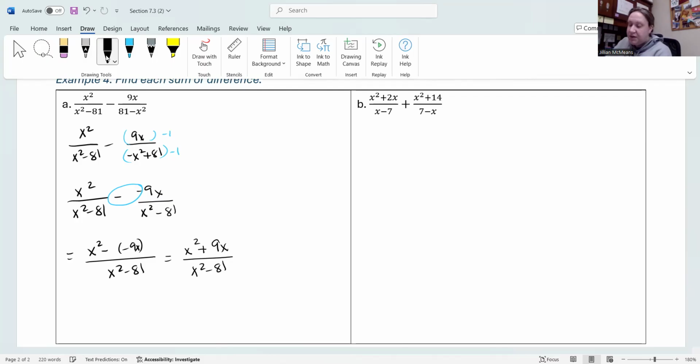Okay, so just be very careful when you multiply the top and bottom by that -1. You may have a weird thing happening with your signs. Okay, so this is one way to do this. I teach another way too, so we'll see how this one goes.